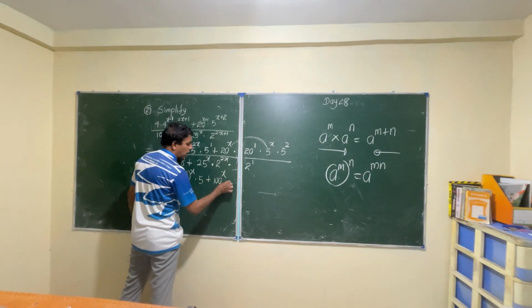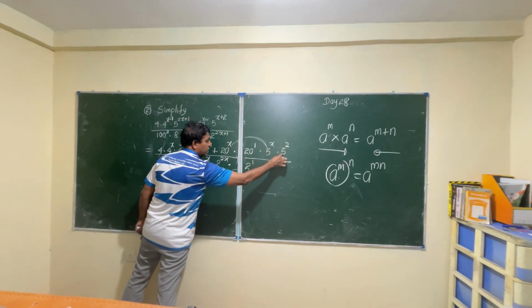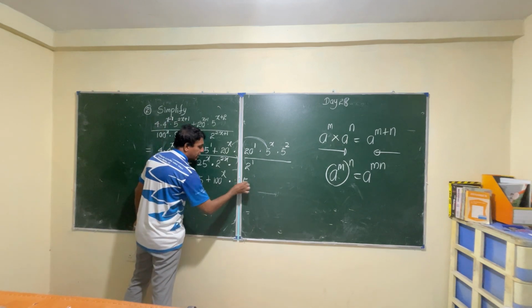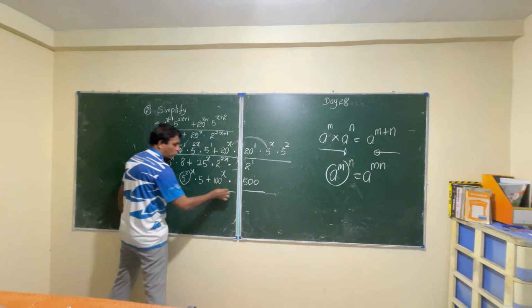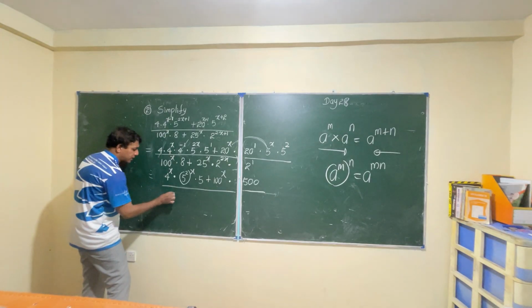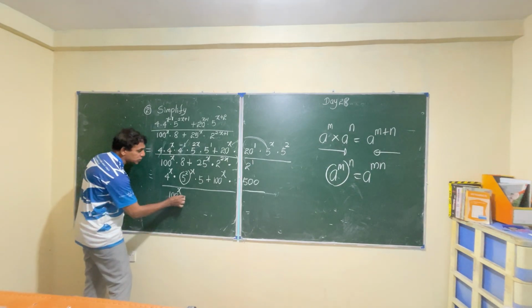And what about the next one? Into 5 squared, 25. 25 times 20 is 500, okay? That is 500, right? Over, below what? 100 to the power x, right? 100 to the power x into 8.